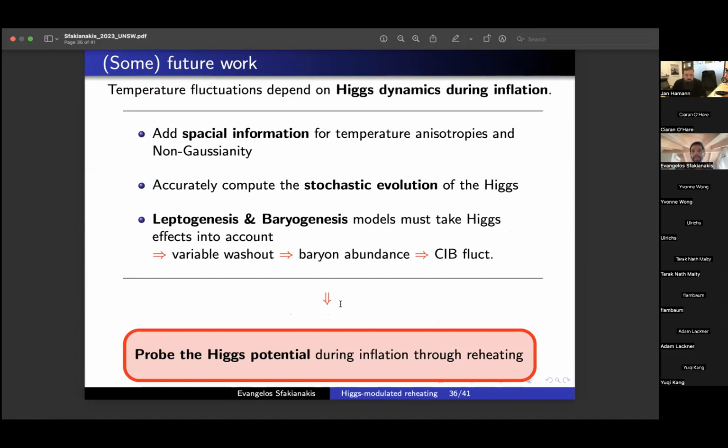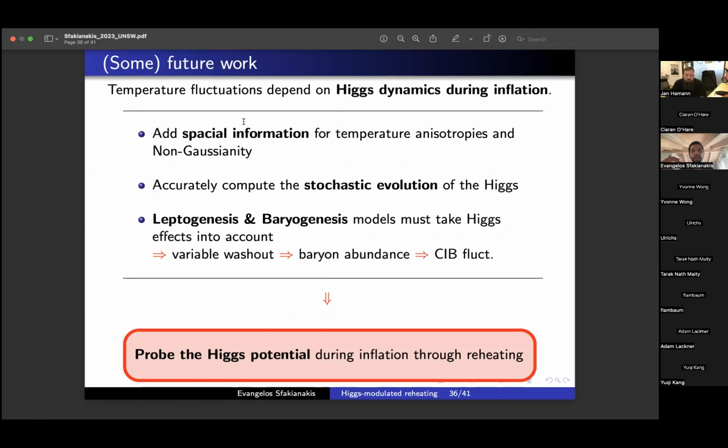So this is a general phenomenon in a sense. The effect of the Higgs during reheating is a general effect that is there, which means that it can have more phenomenological consequences in a sense.